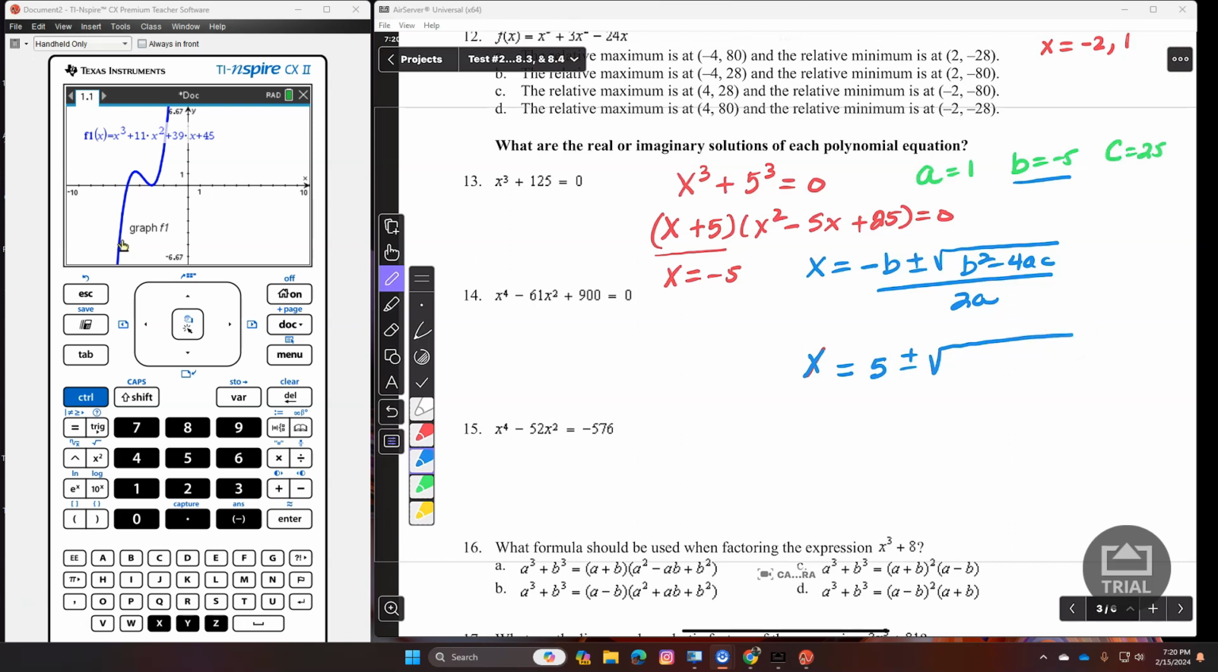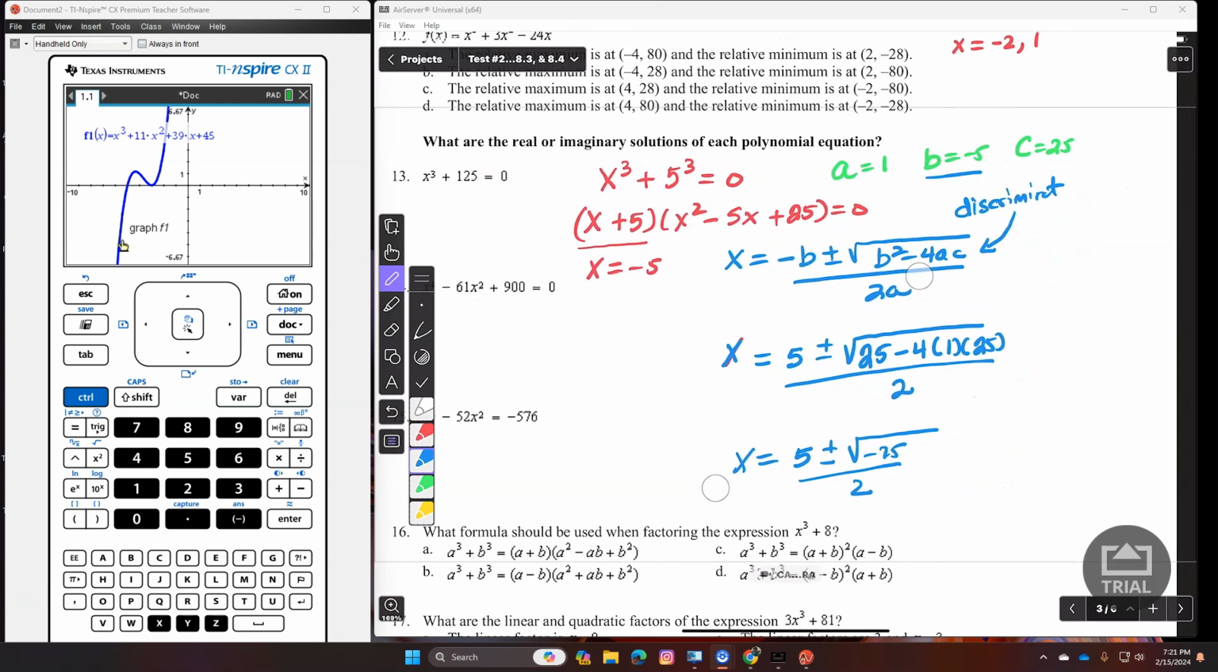This is the discriminant. So I'll write here the word discriminant, the vocabulary. And the discriminant will tell you if it's imaginary or real. So we have 25, because 5 times 5 is 25. Negative 5 times negative 5 is 25. Minus 4 times a, which is 1, and then c is 25, right? Divided by 2. So x equals 5 plus or minus the square root of... 4 times 25 is 100. 25 minus 100 is negative 75, over 2.